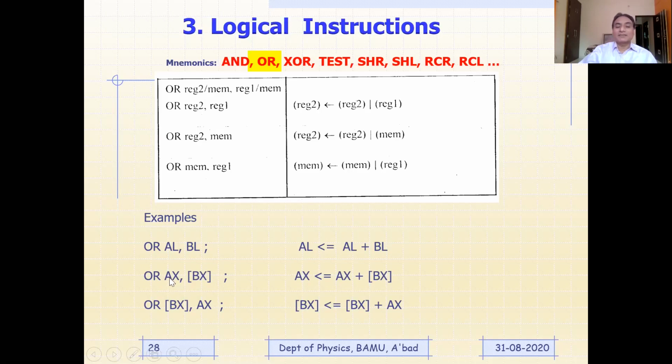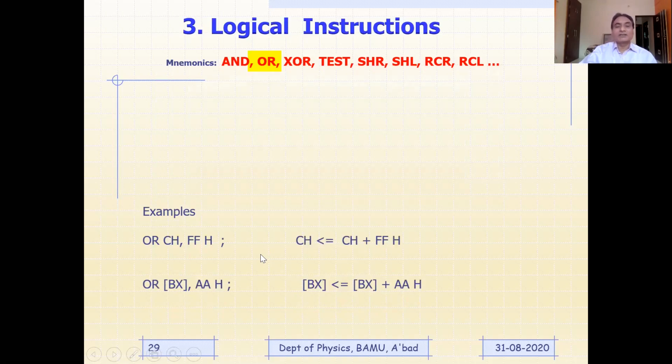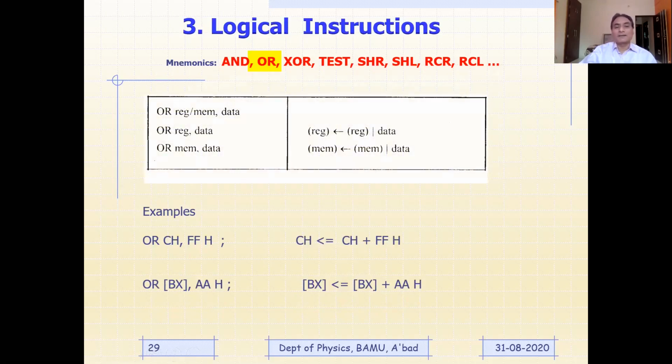ओके यहाँ पर डेस्टिनेशन हमारा रजिस्टर था. अभी नेक्स्ट एग्जांपल में क्या किया, ये दोनों को एक्सचेंज किया. डेस्टिनेशन मेमोरी लोकेशन है, सोर्स रजिस्टर है. तो क्या होगा यहाँ पर, कंटेंट ऑफ एक्स इज गोइंग टू बी लॉजिकली ORed with the content of memory location whose address is in BX, and the same memory location is going to be updated. So this is another example, right?